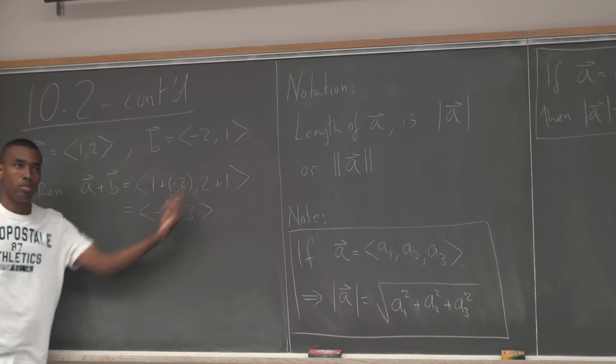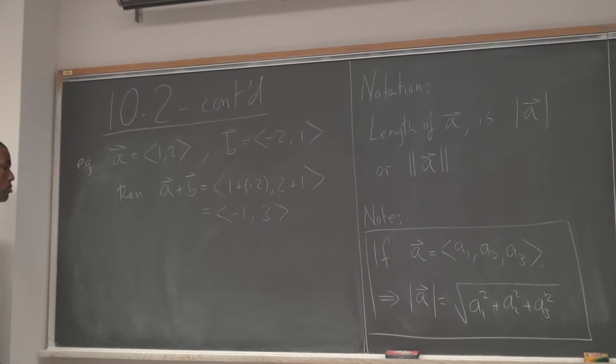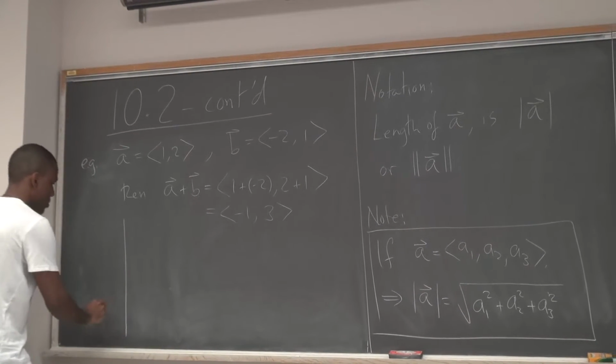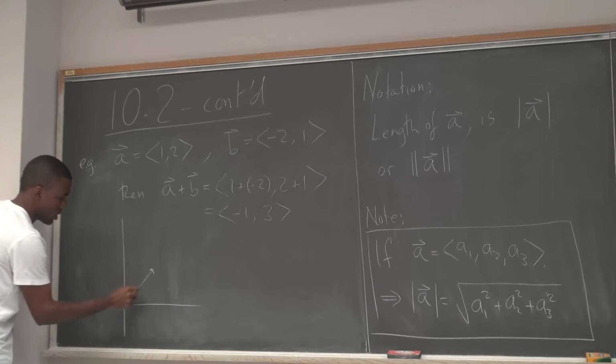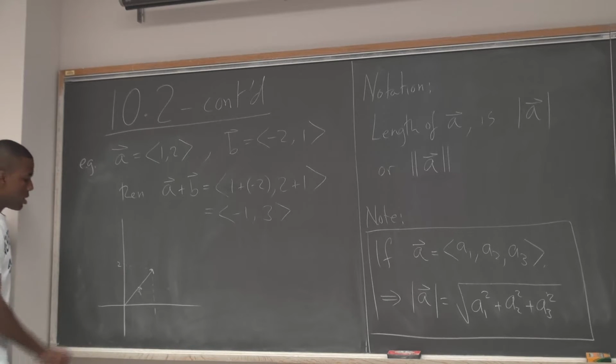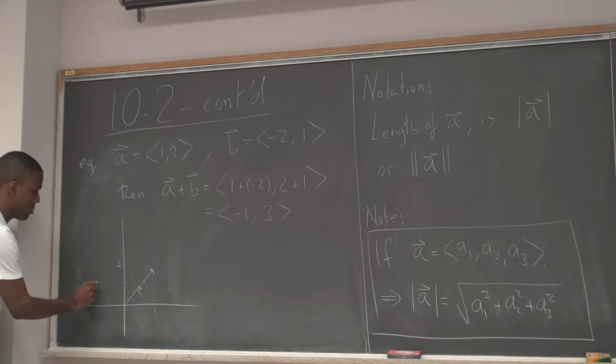You don't have to write things like this. I'm just doing it. You can skip this and just write that. So if I actually wrote these as position vectors, let's say I made that A, where this one here was 1, that one here was 2, and I wrote B, which goes minus 2 and positive 1. That's B.